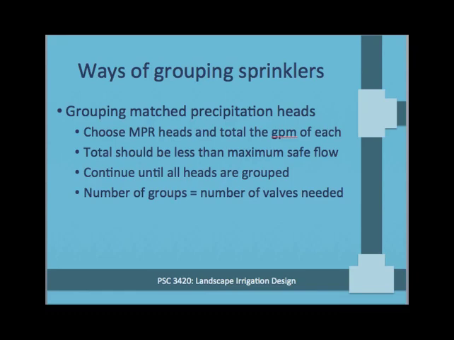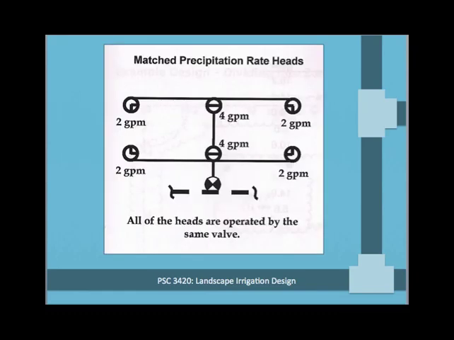You'd want to continue doing this, so grouping heads of matched precipitation rate until all the heads are grouped. And then that number of groups is essentially the number of valves you need and the number of zones that you have for the particular project. Now here you see an example of a very, very simple zone layout. Here's the valve here. This line indicates the main line.